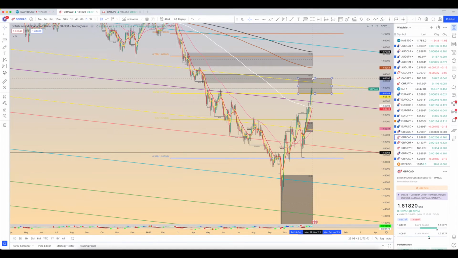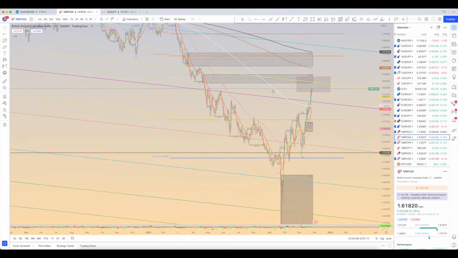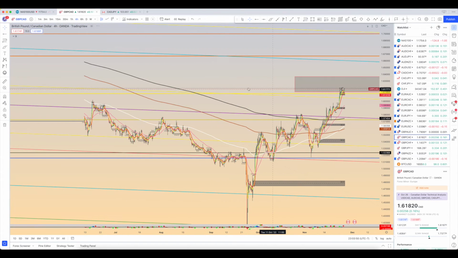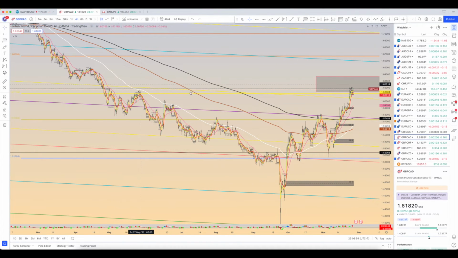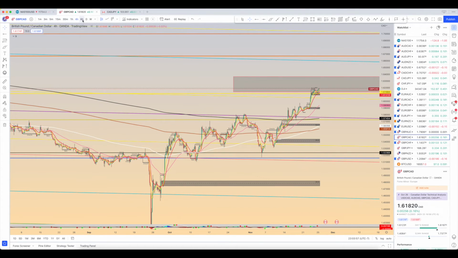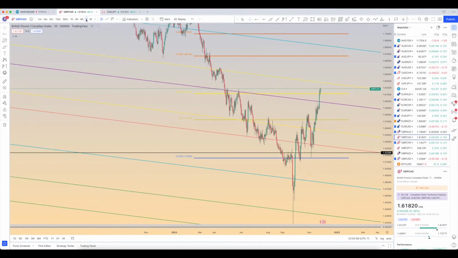What are you doing, box? Probably around that area. That would make sense. Order block right there on the daily. What's the 4-hour look like for any order blocks long term? Not that long term, it seems. Okay. So on the daily, not too bad.